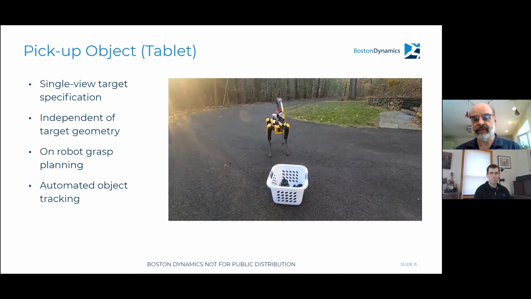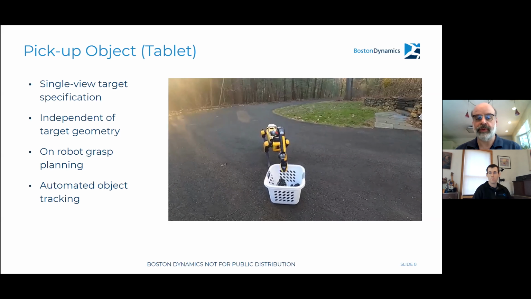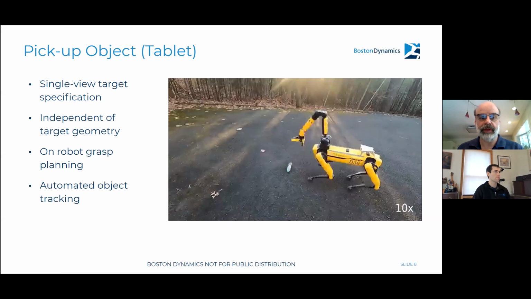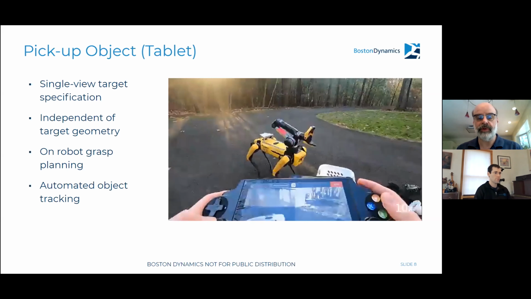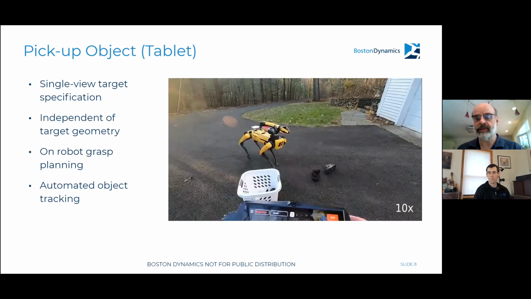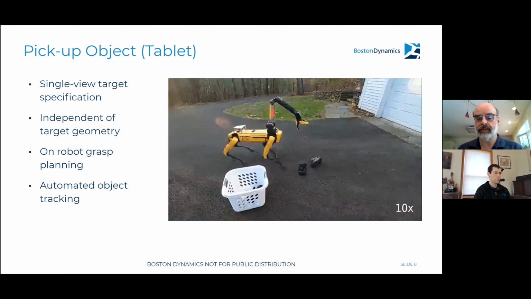The nice thing about this system is, again, there are no prior models required. This whole system is basically independent of detailed target geometry. The grasp planning happens on the robot. And in fact, there's actually some automated tracking of the objects as the robot moves in to grab them.